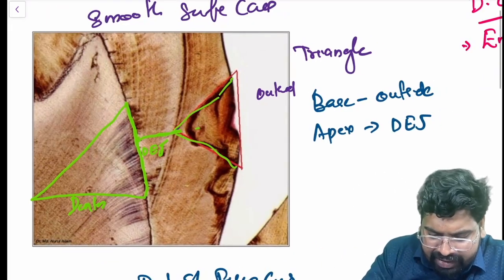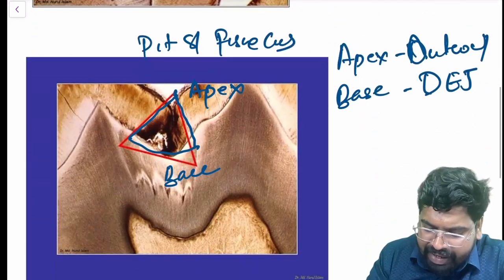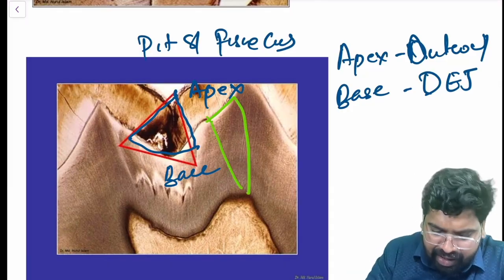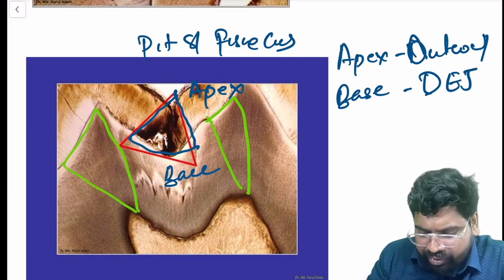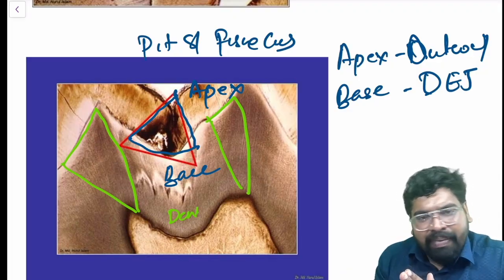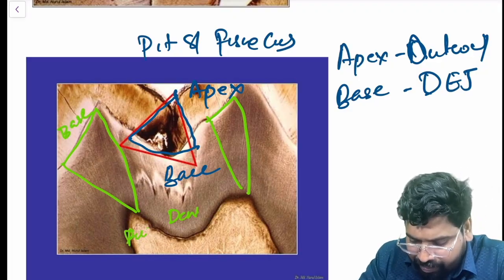So towards the pulp, it will taper. Now for dentinal caries, whichever area it may be, here also it will come like this. If it is occurring here, it will come like this. So anywhere in the dentin, the base of the pyramid or base of the triangle is towards the DEJ, and the apex is towards the pulp.